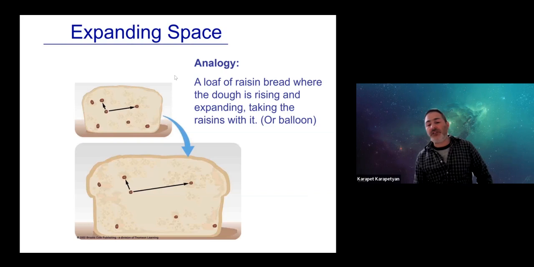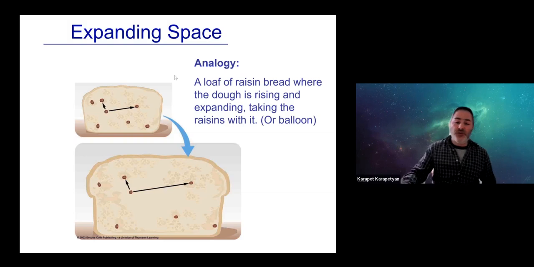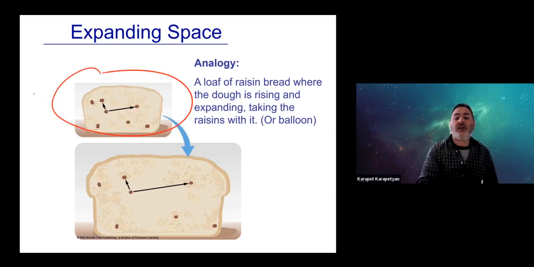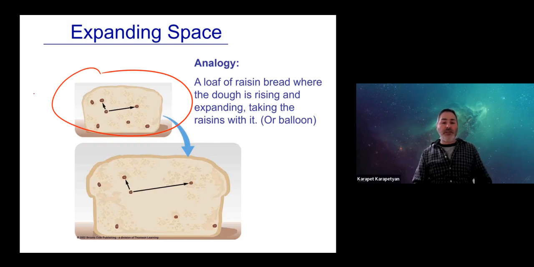All right, so there are several analogies we can make. One is a loaf of raisin bread, where the dough is rising and expanding, taking the raisins with it. So you can see, right? Let's say you started with a much smaller loaf of raisin bread. You put it in an oven, it heats up and starts expanding. But that doesn't mean the raisins become blueberry size, they're not becoming bigger. Basically the distance between each raisin becomes much larger.